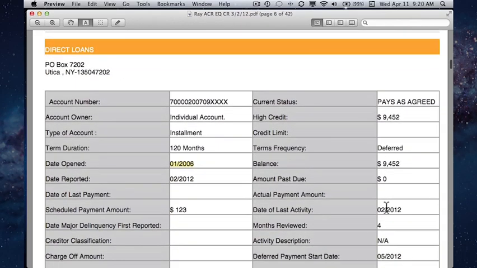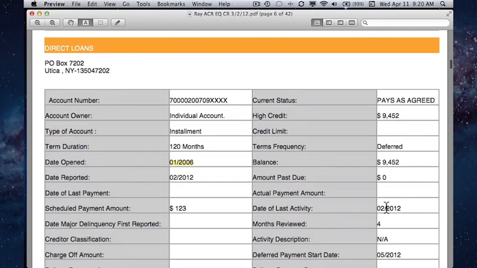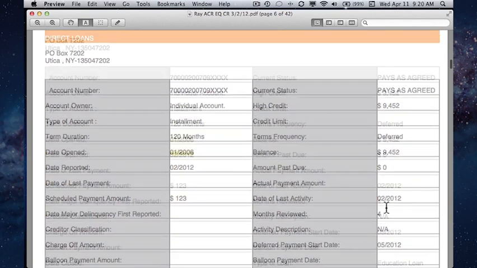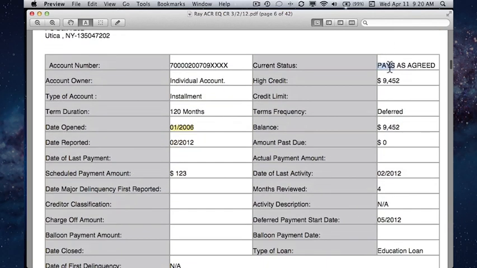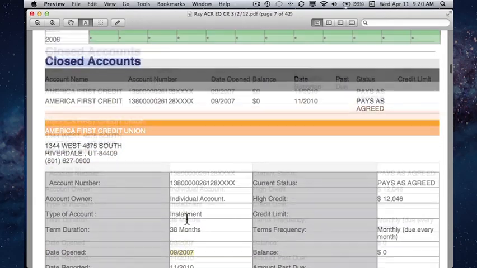So again, we have another direct loan, etc. We don't need to go through every single account, but you will see the important information. This one pays as agreed. It's an installment loan. Here's the date that it was open, and it's an educational loan. So let's continue down to the closed accounts.